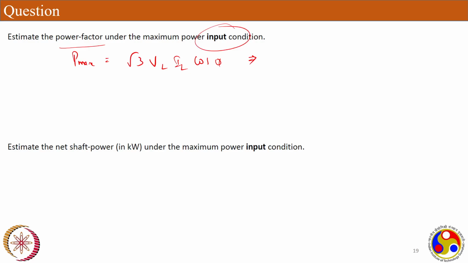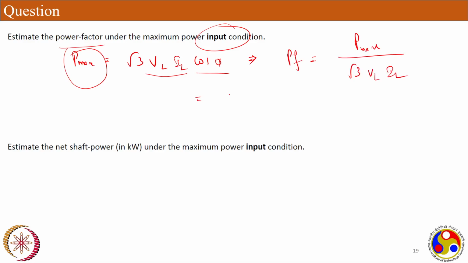Directly going with the input ZS will not be correct, because in maximum power condition, what is the power factor? That's important. You can't calculate directly with the Z and angle theta, the angle between voltage and current, because at this maximum power input, you already know how much your maximum power is. So you know this particular power and you know VL and IL at this condition, then you will get the power factor here. So this power factor would be P max divided by root 3 times VL IL.